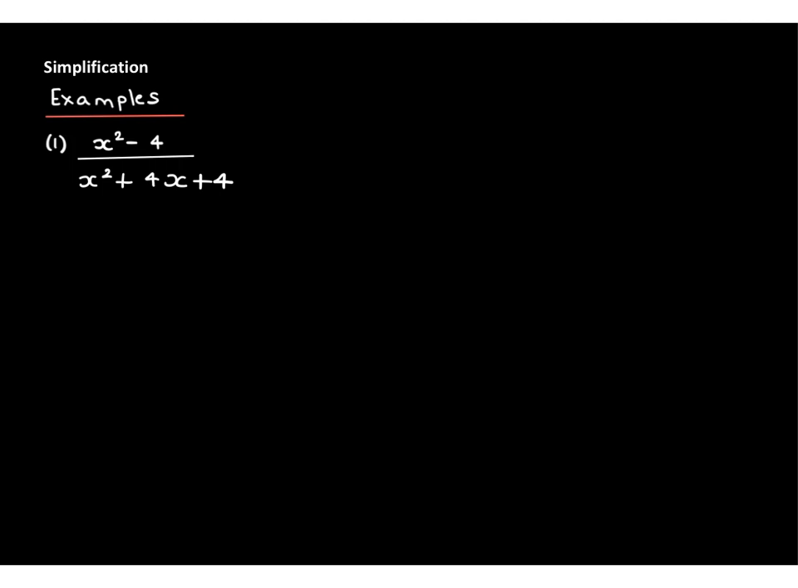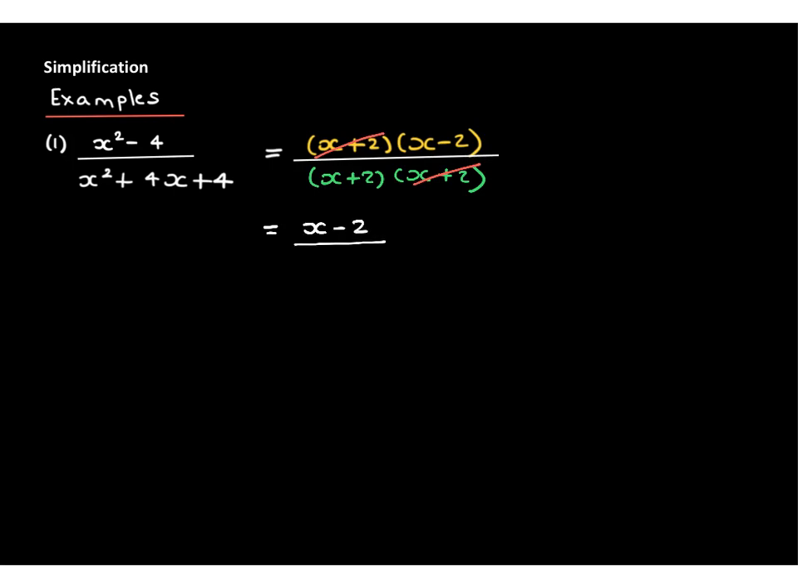Now the crucial thing we must remember is to factorise both the numerator and denominator before we start trying to do any sort of cancellation. So our numerator factorises to give us x plus 2, x minus 2, it's a difference of two squares, and our denominator factorises to give us x plus 2, x plus 2. We can now divide the numerator and the denominator by a common factor of x plus 2, allowing this to cancel out, so to speak, and this leaves us with a final answer of x minus 2 over x plus 2.